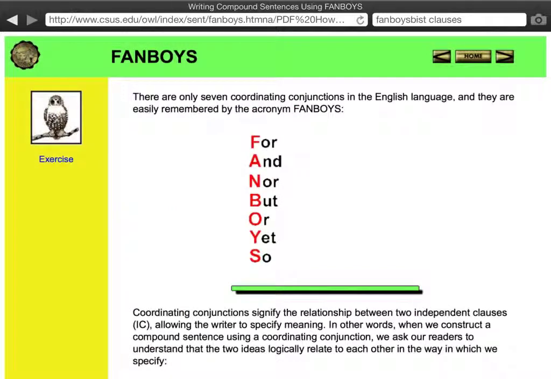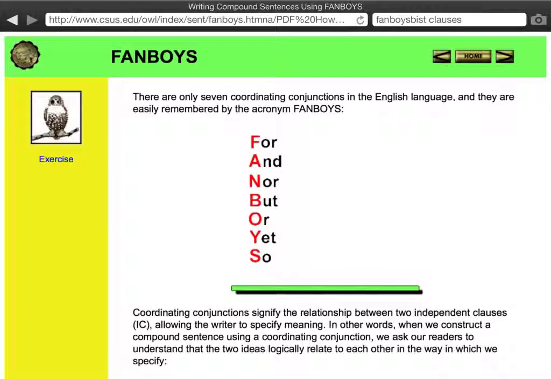Okay, and so then the third type of connector or conjunction you'll need to be aware of are your fanboys, which you have learned before. For, and, nor, but, or, yet, so. So these are your fanboys. These connect two independent clauses. So there's a subject and verb on each side of those fanboys.